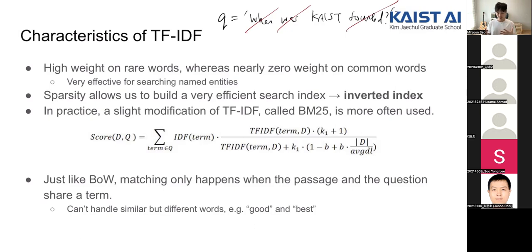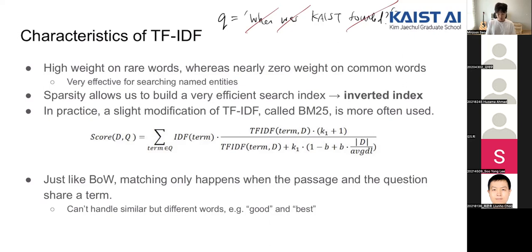So that's really the point of this inverted index, the fact that you store the list of documents in which each word appears, so that you only have to look at those documents. In real search systems though, we make a slight modification to TF-IDF and we call it BM25, and that's more often used. So for instance, if you look at this, they're computing the score between D and Q.